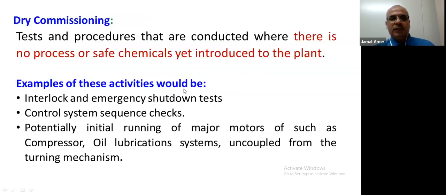Some commissioning terminology we have. Dry commissioning: what do we mean by dry commissioning? We will see some examples. We do this type of dry commissioning during the construction phase. Some equipment, some part of the equipment is completed, and the other part is still under construction. So we can define this part of the plant to do some type of dry commissioning, such as.